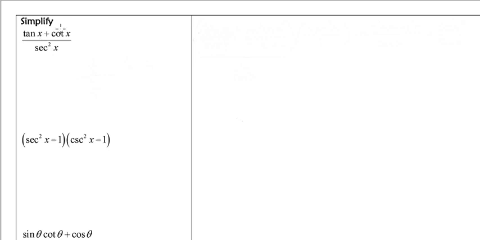Tangent of x, let's go ahead and just rewrite that. Tangent of x, but plus cotangent of x. Well, what is cotangent of x? It's 1 over tangent of x. Now that whole thing is then being divided by secant squared of x, or secant x squared. And so now we've got tangent up at the top, but they don't have the same denominator. So what can we do?